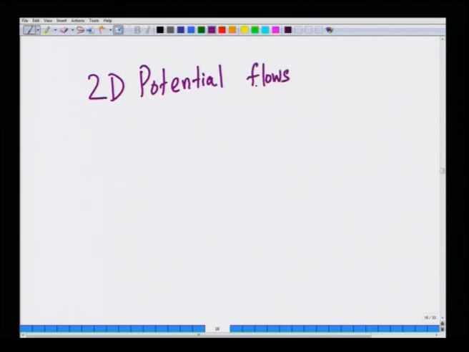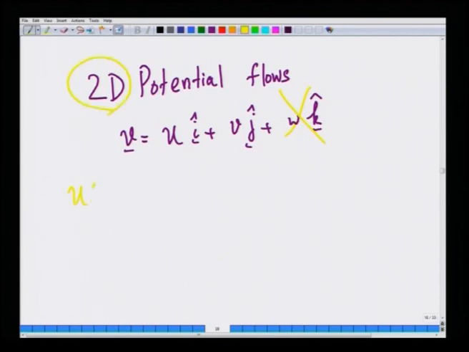When I say 2D, that means that the velocity vector is written as u times i plus v times j plus w times k. When I say 2D, I mean that there is no w velocity and there is no variation of u and v in the z direction. That is what we mean by 2D, and u is a function of x, y and v is a function of x, y. They are independent of z.